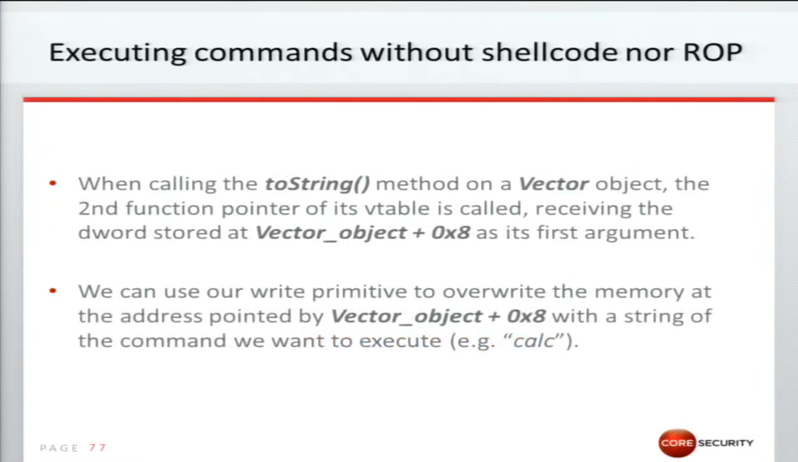So, you should be able to implement this in a lot of ways, but I'll tell you about the particular implementation I did of this technique. I found out that when calling the toString method on a vector object, the second function pointer of its vtable is called, and it receives the DWORD stored at offset 8 of the vector as its first argument. So, by using a write primitive, we could try to overwrite the memory pointed to by vector plus 8 with a string of the command we want to execute. For example, calc for demonstration purposes, right?